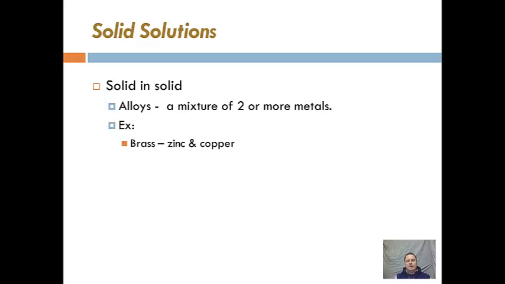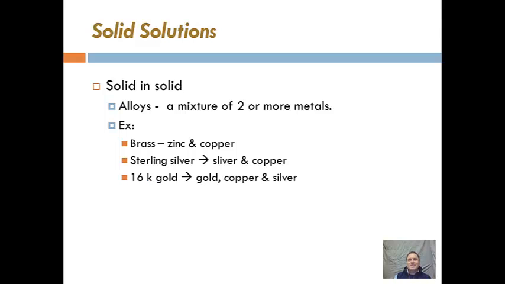Brass is a combination of zinc and copper. Or sterling silver. That's maybe what your silverware at home is made of: silver and copper. Or like 16 karat gold. It's not pure gold. It's a combination of gold, copper, and silver. So we can have a solid mixed in a solid.